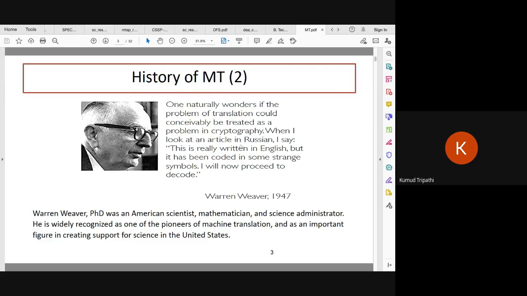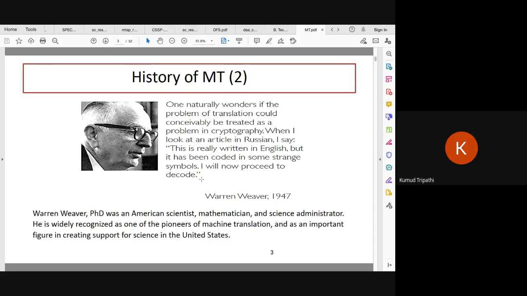When I look at an article in Russian, he says. What he's trying to say is that he is an American, so his native language is English. When a native English speaker looks at an article in Russian, or in any foreign language which is not his native language, he says: this is really written in English, but it has been coded in some strange symbols, and I will now proceed to decode. This is how he relates machine translation with cryptography.